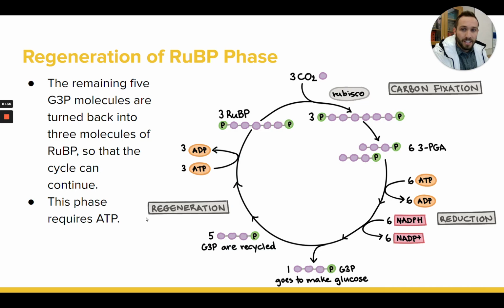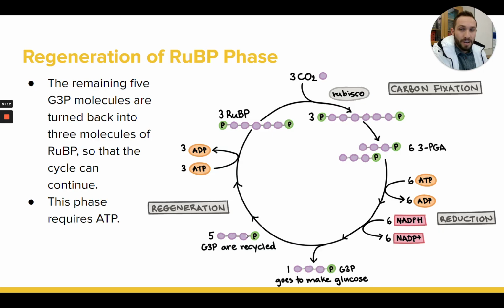So in the last phase, we have what's called the regeneration of RuBP phase. In that phase, we're going to take those 5 remaining molecules of G3P, and we're going to turn them back into the 3 molecules of RuBP that we started the cycle with. If you count the carbons here, there's 3 carbons in G3P, and if you have 5 of them, that would be 15 carbon atoms in all. And the 3 molecules of RuBP that we started the cycle with each have 5 carbon atoms, so 3 of them would be 15 carbon atoms.